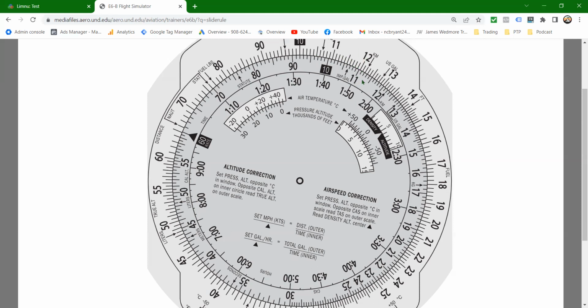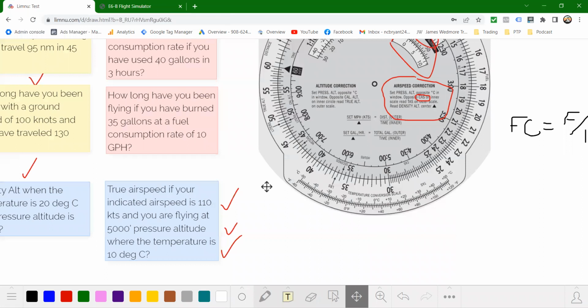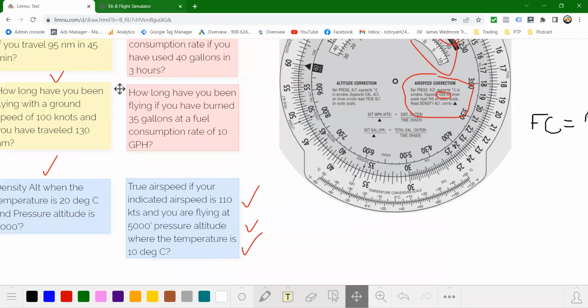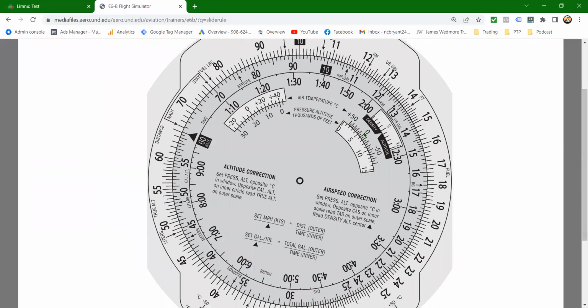So we just read off the outer scale above 110. And it's almost lined up on the 120, so I would call that 120. So we have a true airspeed of 119.5, or 120 knots true airspeed. That is the exact same procedure as we were doing to find our density altitude. Just line up our pressure altitude and our temperature, and then read off true airspeed over indicated airspeed, because again, indicated airspeed is the same as calibrated airspeed.